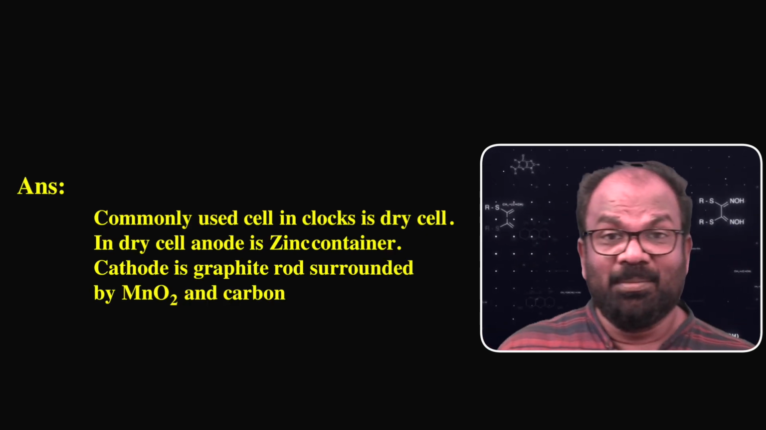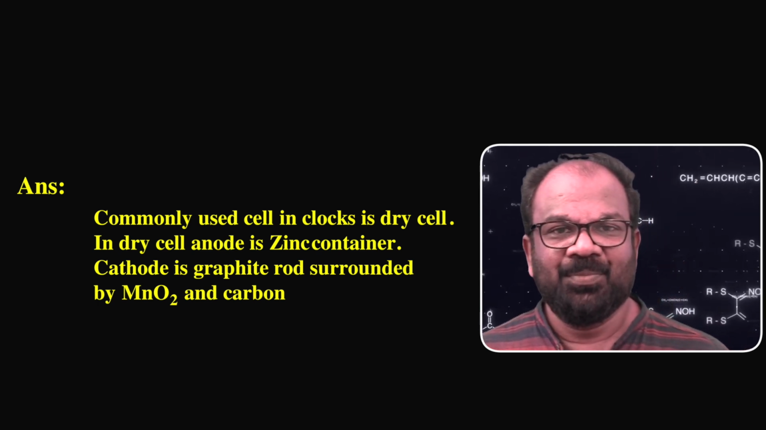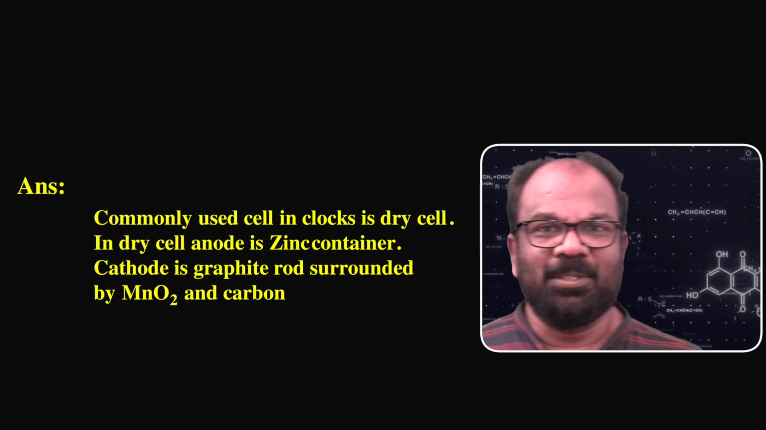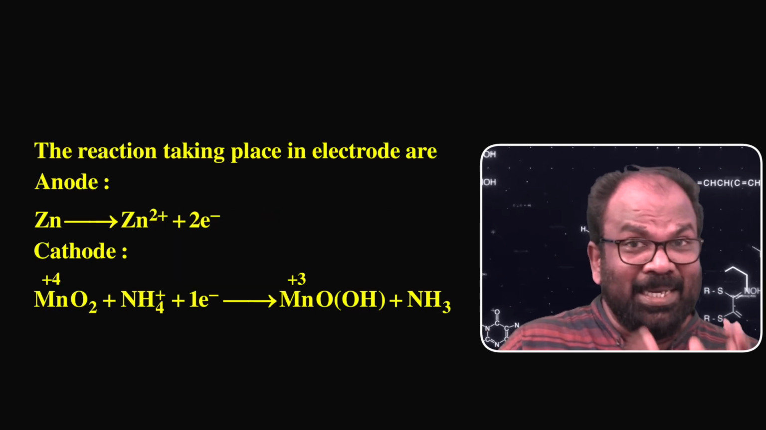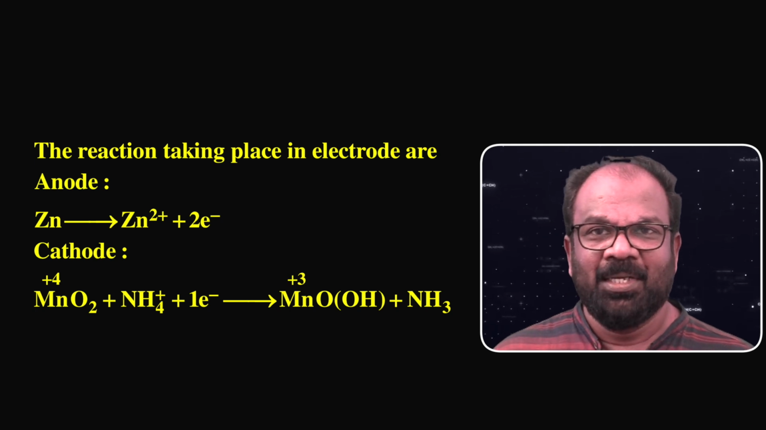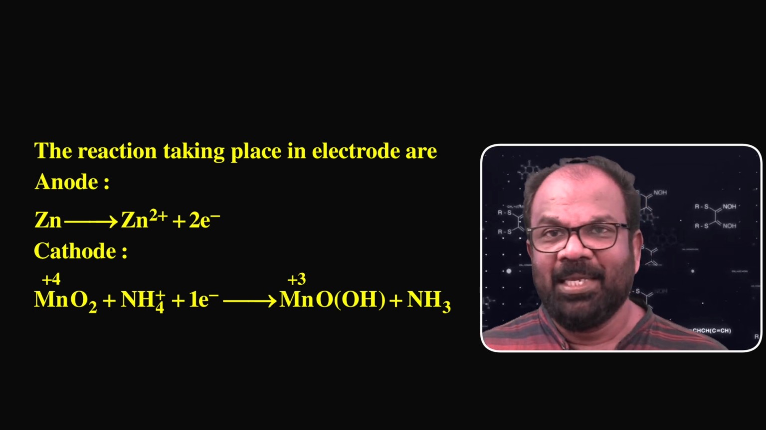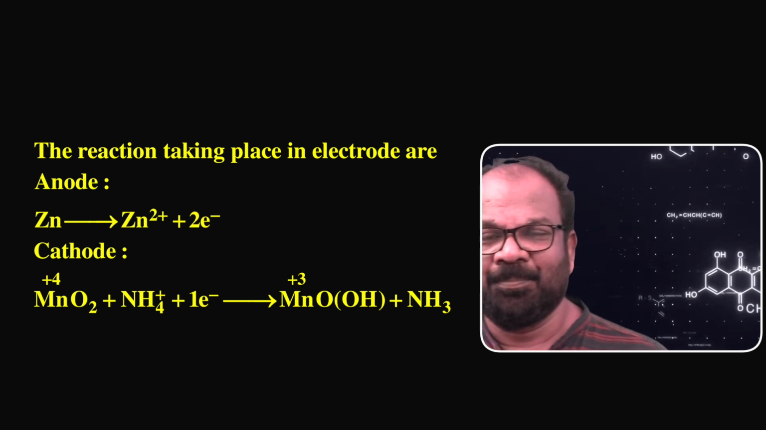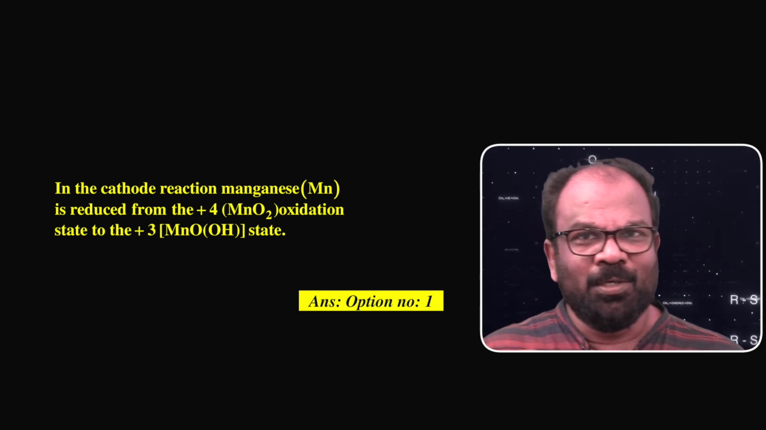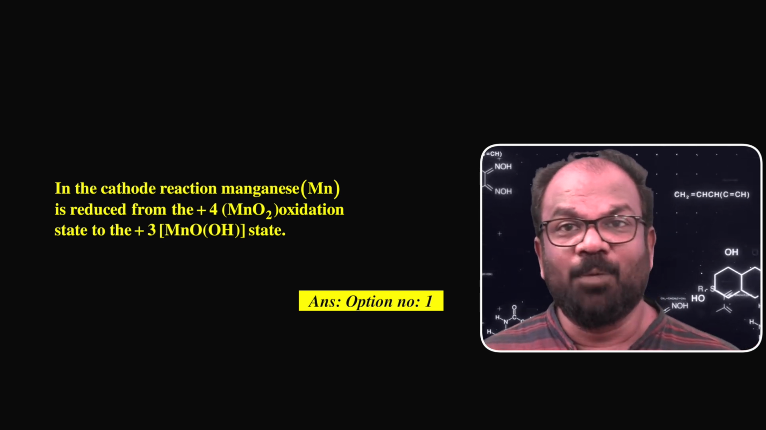We know the cells which are commonly used in clocks are dry cells. In the dry cell, the anode is a zinc container, while the cathode is a graphite rod surrounded by manganese dioxide MnO2 and carbon. The electrode reactions are: at the anode, the zinc container gets oxidized to Zn2+ by the release of 2 moles of electrons, while at the cathode MnO2 combines with NH4+ and the electron to form MnOOH plus NH3. That means at the cathode MnO2 is converted into MnOOH. That is, the oxidation number of manganese is reduced from +4 to +3. So here the answer is option number 1.